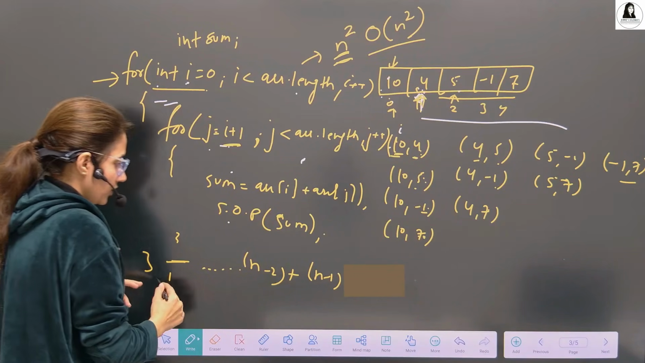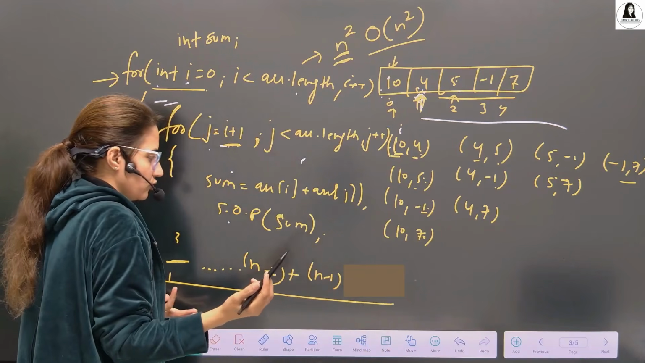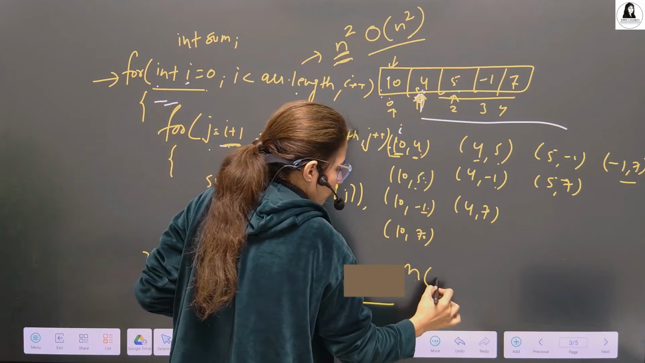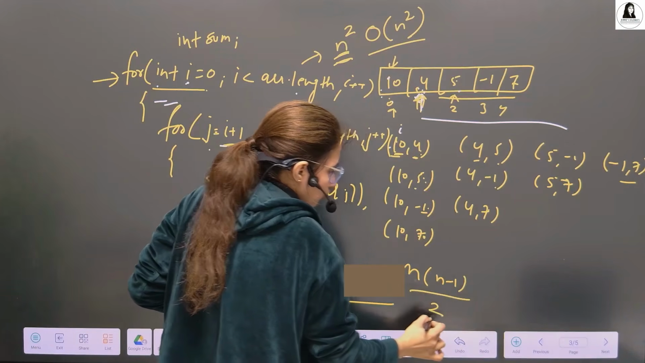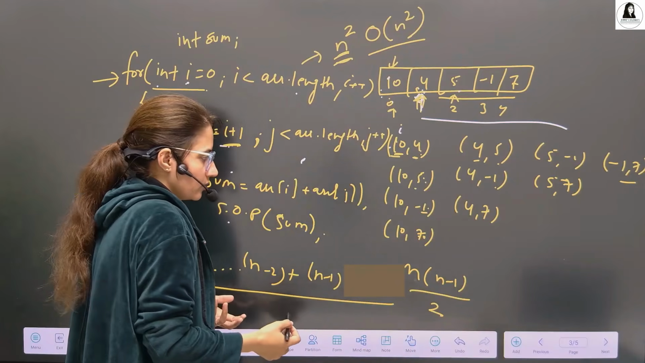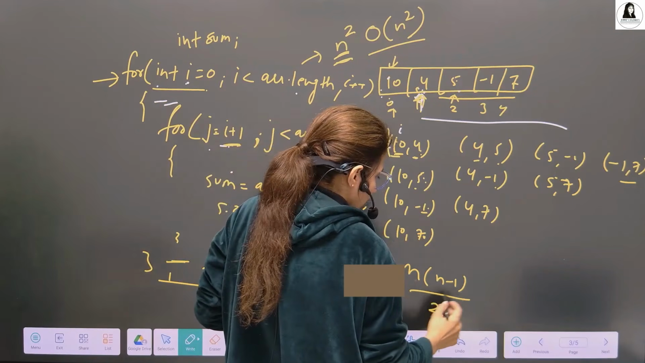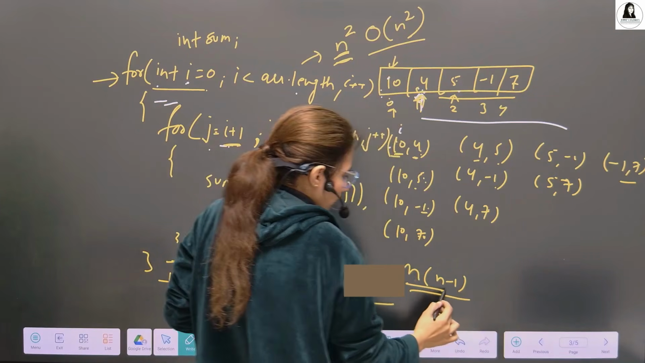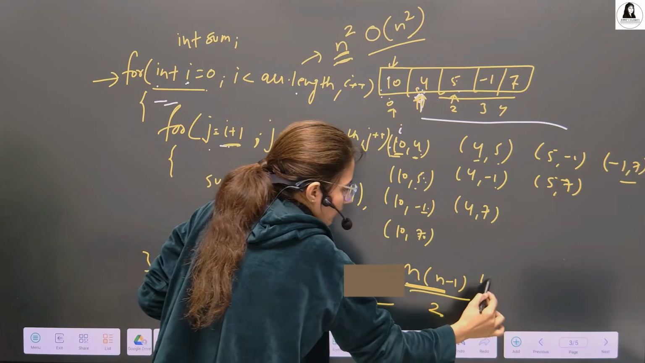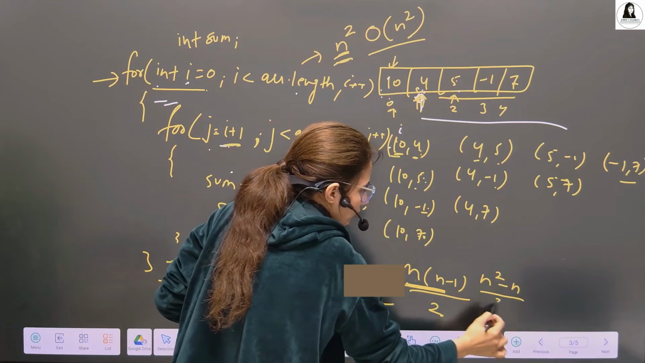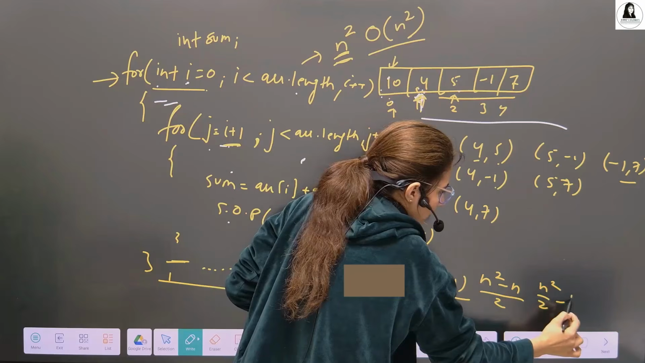So it's like the sum of n natural numbers, which would be n into n minus 1 by 2. We know the formula. So you definitely get n square minus n by 2, that is, n square by 2 minus n by 2.